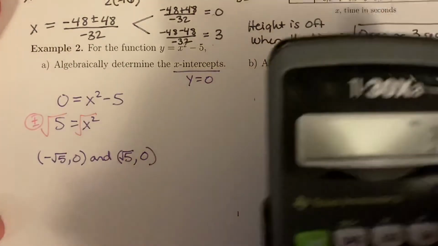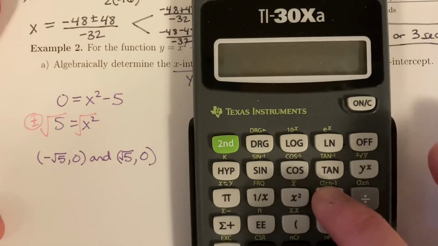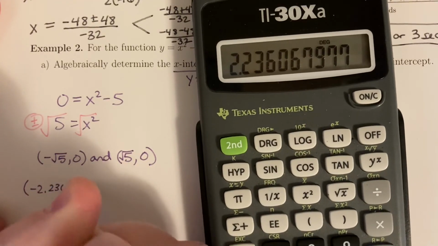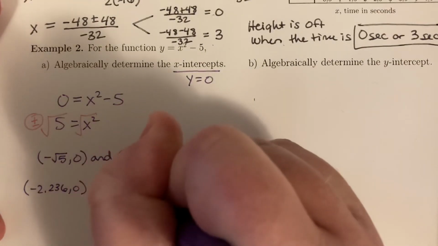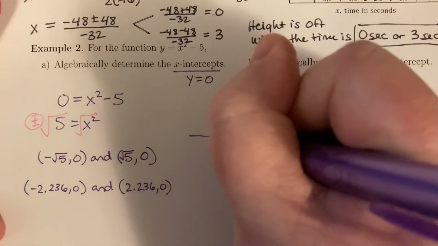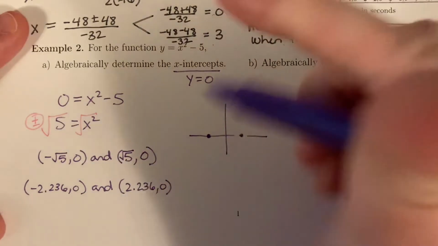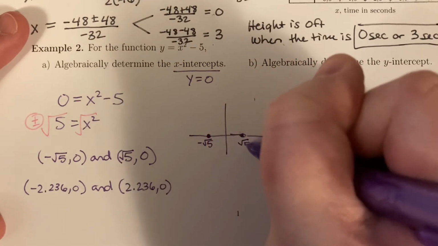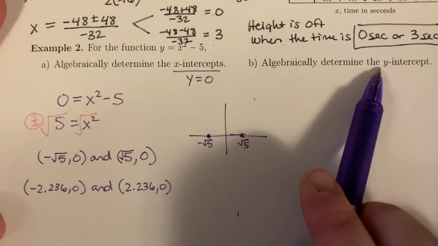If we were actually graphing this, then we might want a decimal approximation. So we would type 5 square root. So it'd be about negative 2.236 comma 0 and positive 2.236 comma 0. Because really where we're going is trying to graph these things. So they would be equidistant. Make them look like that. All right, so we have negative square root of 5 and positive square root of 5 is where this parabola crosses the x-axis.